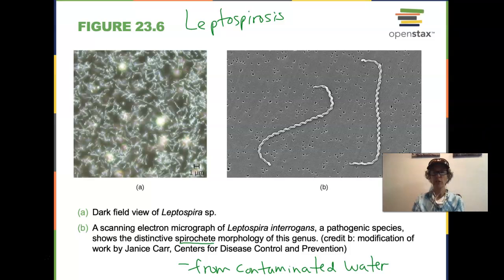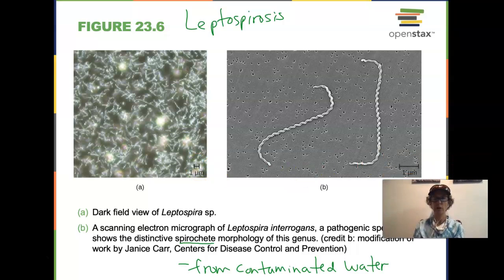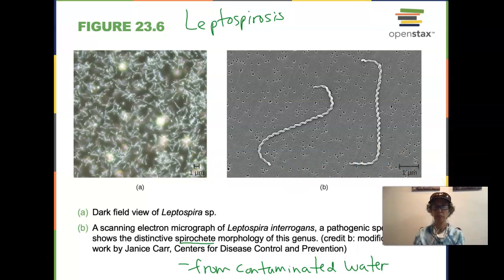And so this is an electron micrograph. It's very spiral shaped, and this is a dark field view where the background is stained and the bacteria seem like they're glowing. And that is 1 micron, so these are very long bacteria. The size bar is also on this one.